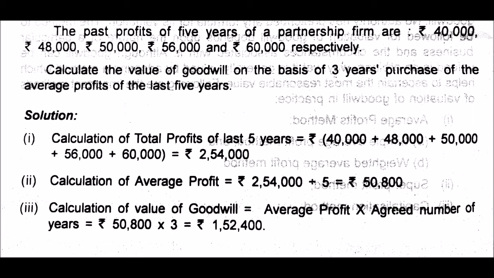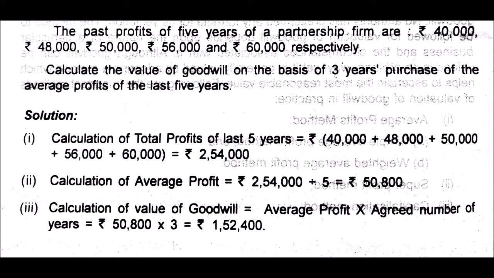Okay, so now if you go through it, you will see what you need to do. The first thing you need to do is find out the total profit of the last 5 years. So the profit of the 5 years, you have to add them. If you look at the solution on the screen, you'll see if you add the profit of the last 5 years, you get 2,54,000. The next step is you calculate the average profit. So 2,54,000 divided by 5, you get 50,800.